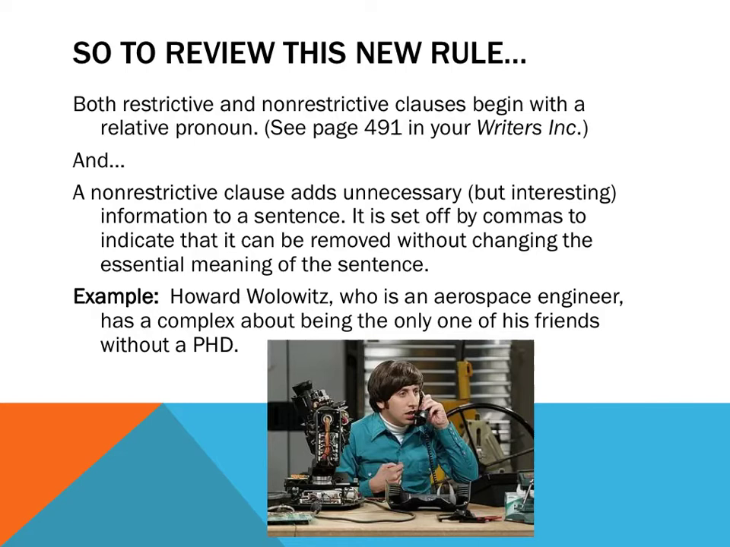sentence. For example, Howard Wolowitz, who is an aerospace engineer, has a complex about being the only one of his friends without a PhD. In this sentence, Howard Wolowitz is the subject and has is the verb in the main part of the sentence. The non-restrictive clause, who is the keyword and subject, and is is the verb. If we take out who is an aerospace engineer, we're left with Howard Wolowitz has a complex about being the only one of his friends without a PhD. It still makes sense, but who is an aerospace engineer adds very interesting information.